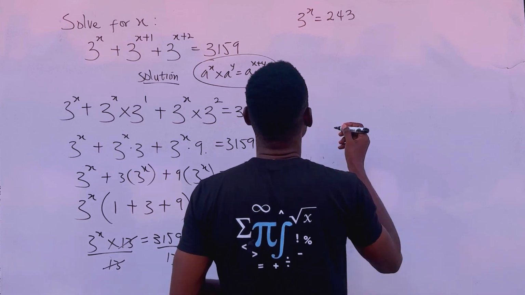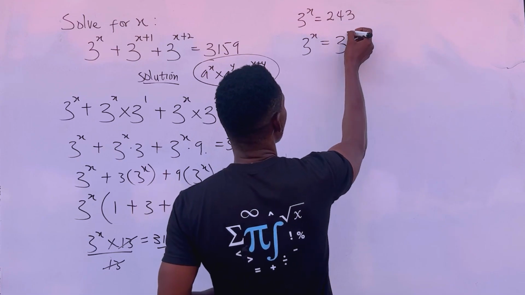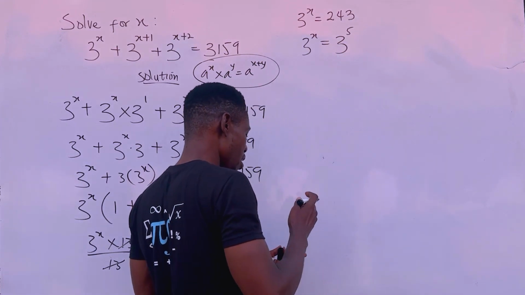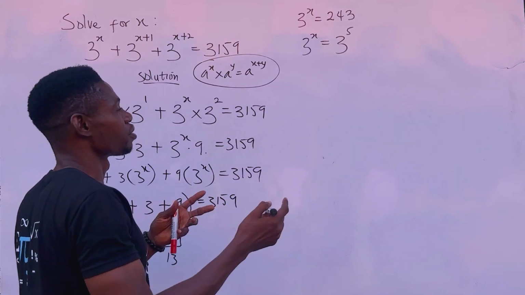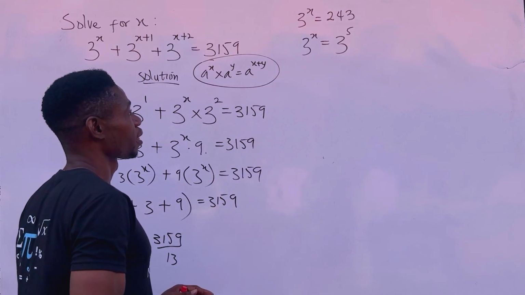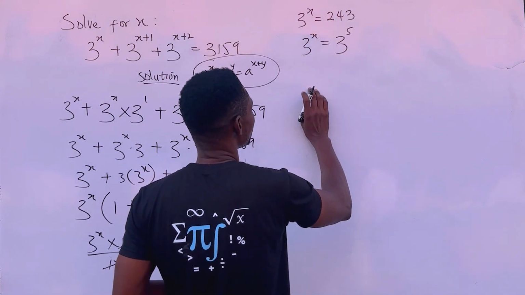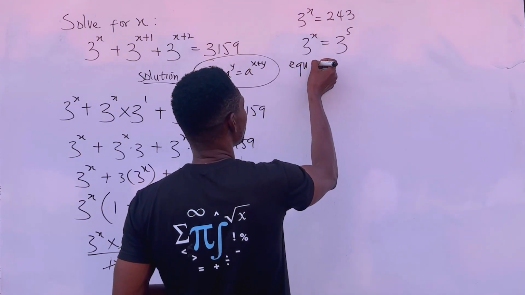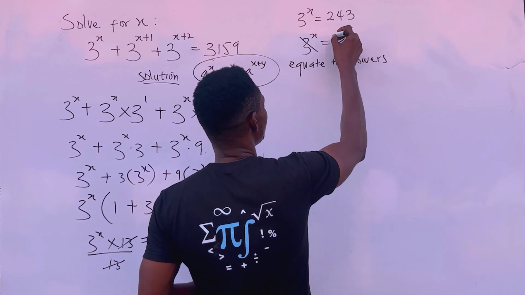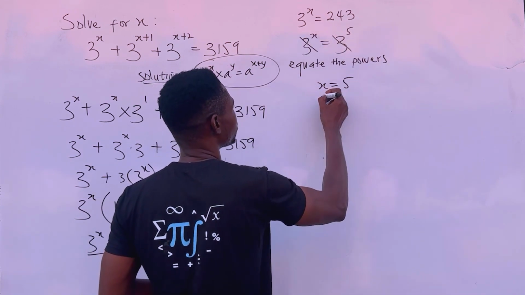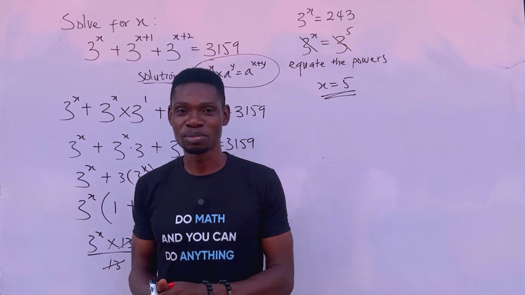Now, in this case, this 243 can be written as 3 raised to power 5, because 3 multiplied by 3 is 9, multiplied by 3 is 27, multiplied by 3 again is 81, multiplied by 3, that's the fifth 3, gives you 243. Now we can equate the powers. Since the bases are equal, the powers have to be equal. So the bases are equal, then x equals 5. So our value for x is 5 from this interesting exponential equation.